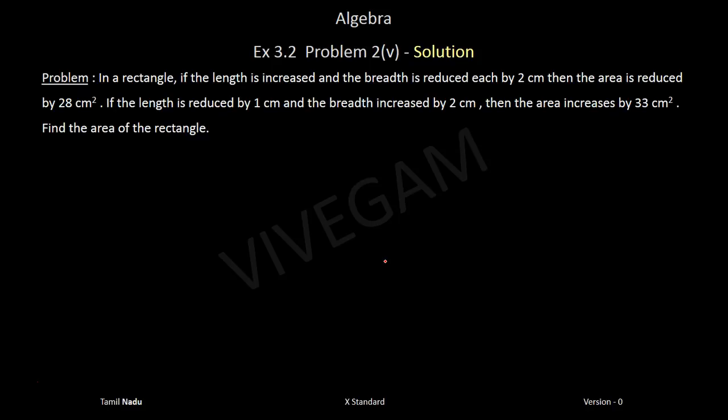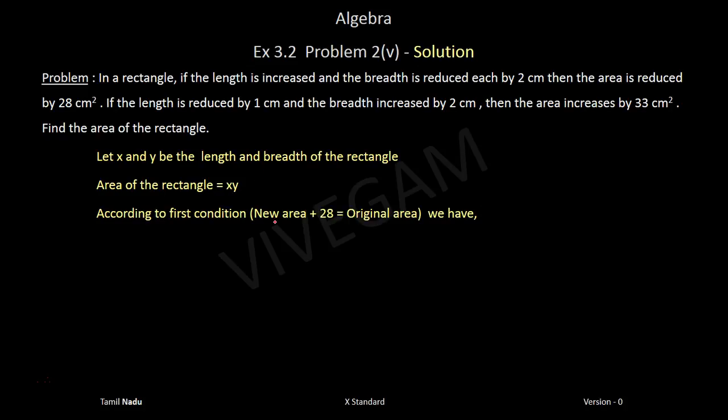So what's the solution? Let x and y be the length and the breadth of the rectangle. Area of the rectangle is xy. According to the first condition, the length is increased by 2 cm, breadth is reduced by 2 cm, and the new area is less than the original area by 28, and that is what we changed into an equation which says new area plus 28 equals original area.